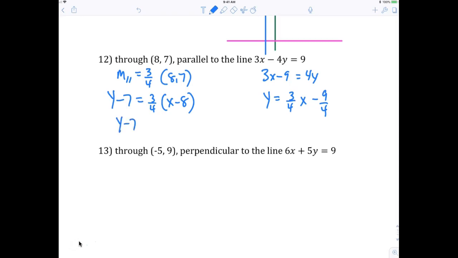Now we're going to distribute the 3/4. So y minus 7 equals 3/4 x minus 6. Everybody okay with that? And now what do I need to do to both sides? Add 7, right? So y equals 3/4 x plus 1.